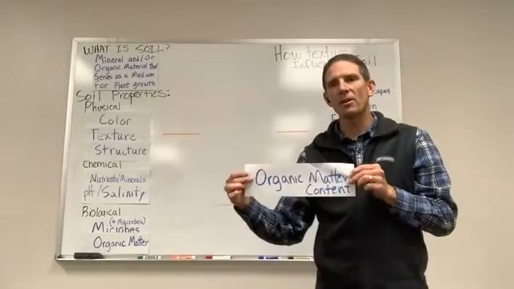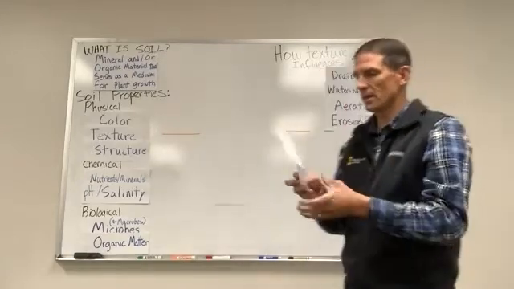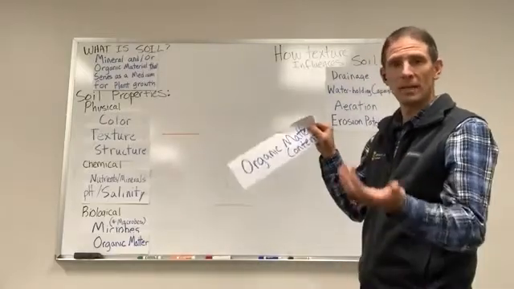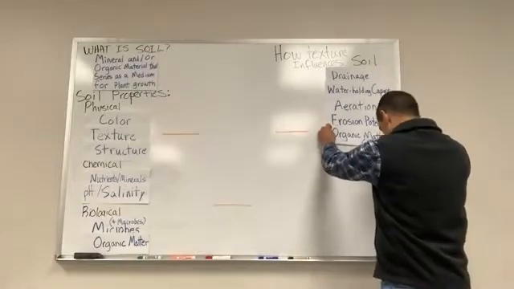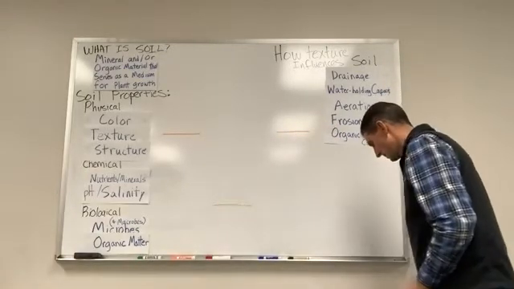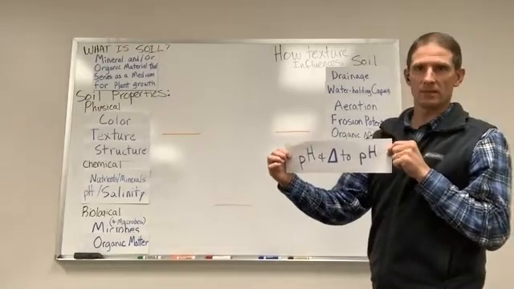The organic matter content affects how the soil behaves, and it's affected by what plants are growing there, which the soil texture influences. pH and changes to pH are actually affected by soil texture.